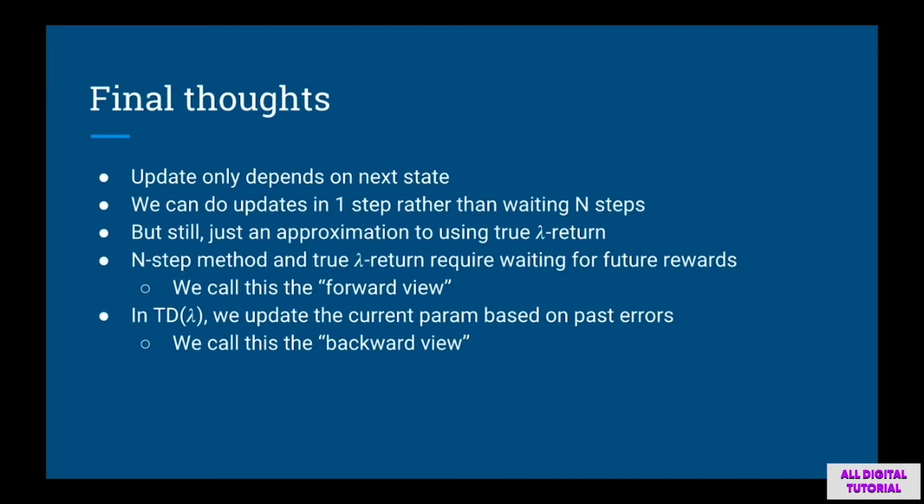Notice how, because the update for theta now only depends on the next state, we can do our updates at the next step rather than waiting n steps like in the n-step method. But also remember that this is just an approximation to using the true lambda return. One distinction that is made sometimes, because the n-step method and true lambda return require looking ahead to later states, we call this the forward view, whereas in TD Lambda, we update our current theta based on past errors, so we call this the backward view.